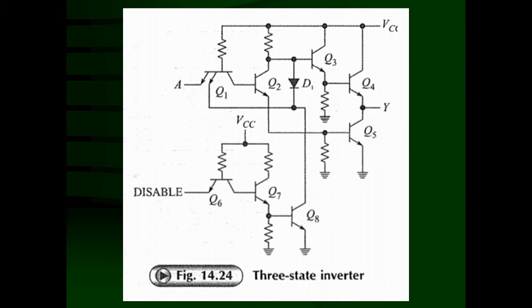This is when the disable input is going to be low. When the disable input is going to be high, what is happening? That we have to see.